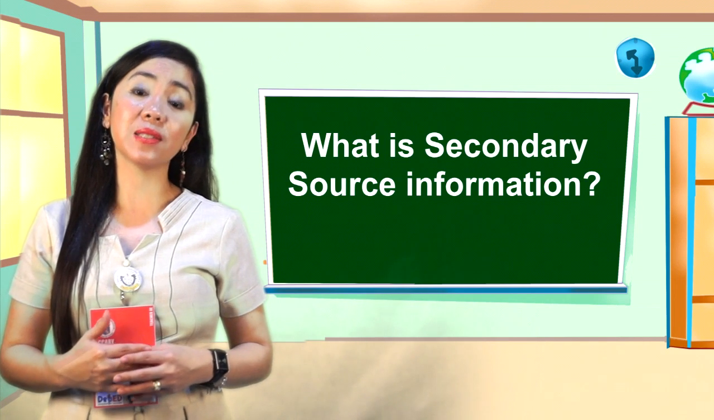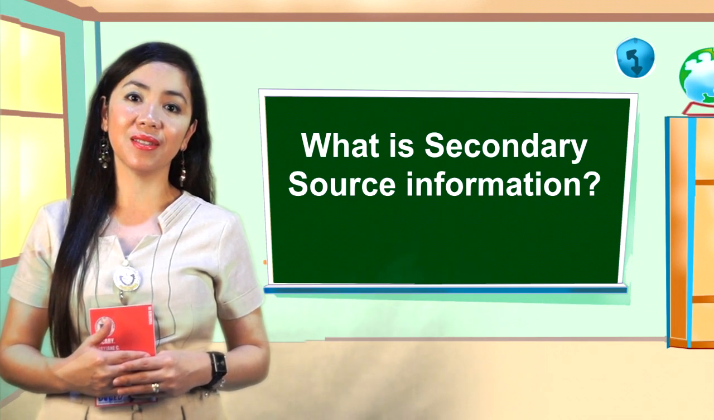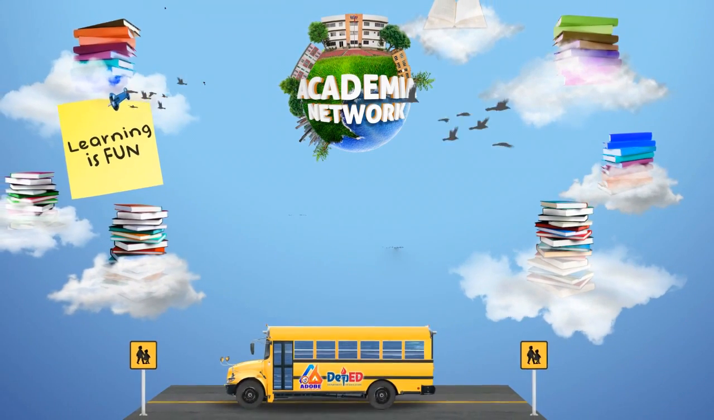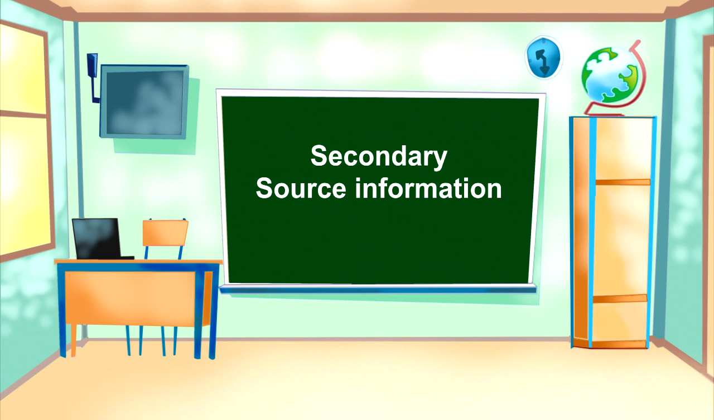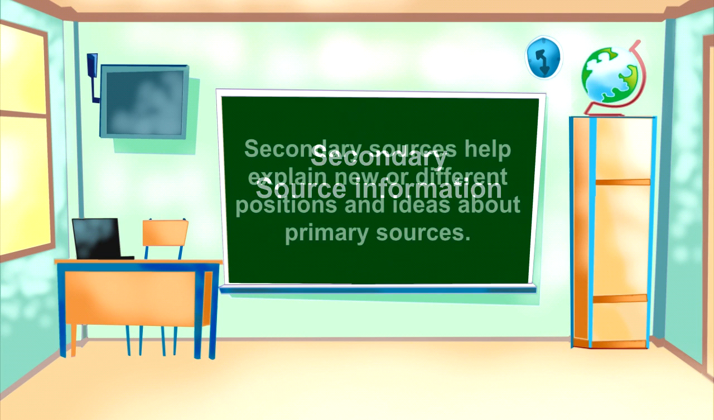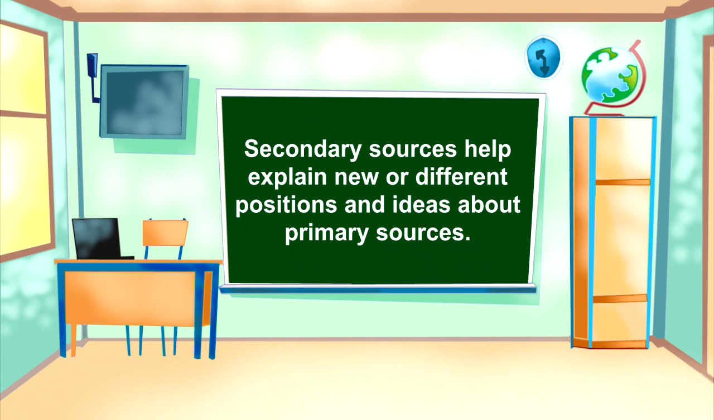What is a secondary source information? Secondary source of information is created later by someone who did not experience firsthand or participate in the events or conditions that he or she is researching. Also, secondary sources help explain new or different positions of ideas about primary sources.